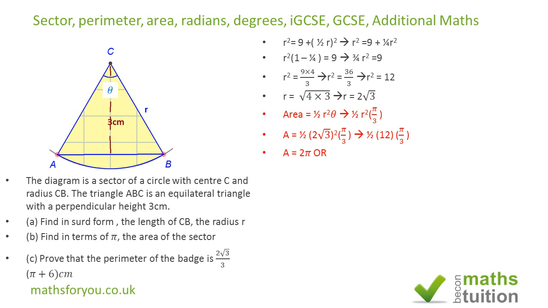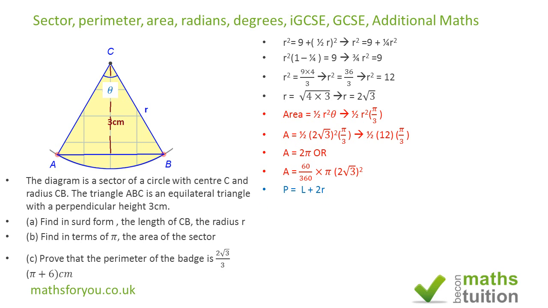Or if you wish, you can do it using degrees. You can say that the area is 60/360, 60 because this is an equilateral triangle. So 60/360 is, sorry, 1/6 times pi R squared. Now 2√3 all squared is 12. So we now have 12 divided by 6, and that's 2. So the answer will be 2 pi, as we got earlier.